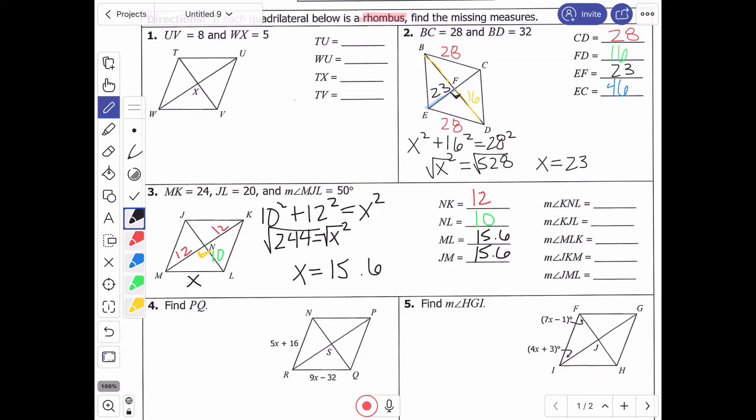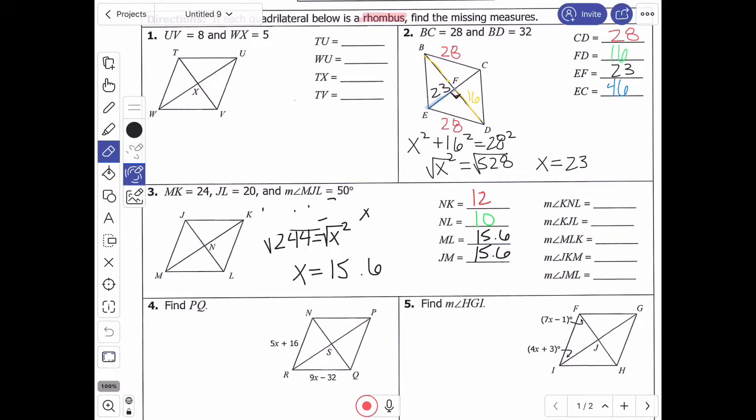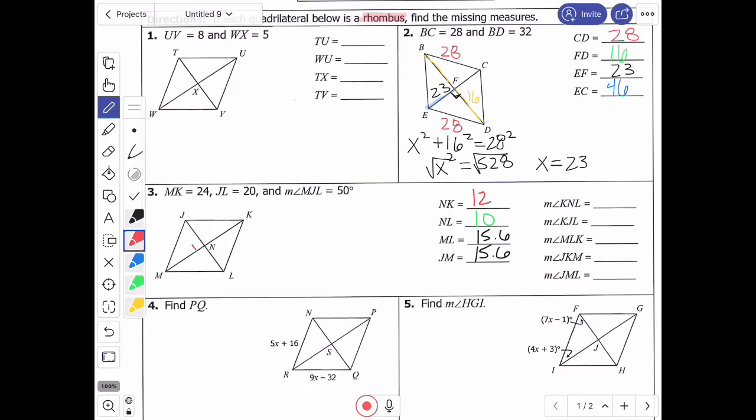Okay, now we're going to deal with the angles, so I'm going to get rid of the sides. I am going to put one angle in there that I do know, or actually two angles I know. So the first one would be, these are all right angles in the middle there. And then also I have angle MJL, so this angle right here is 50 degrees.